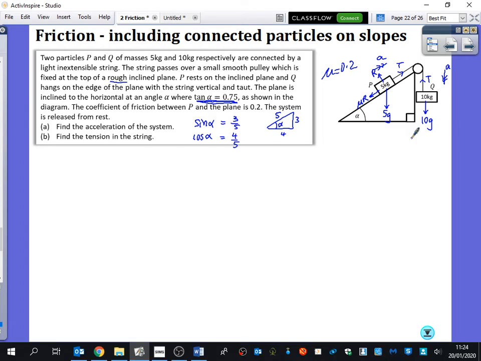Now, when I look at that diagram, why is the tension equal in both sides of the string? What modelling assumption?